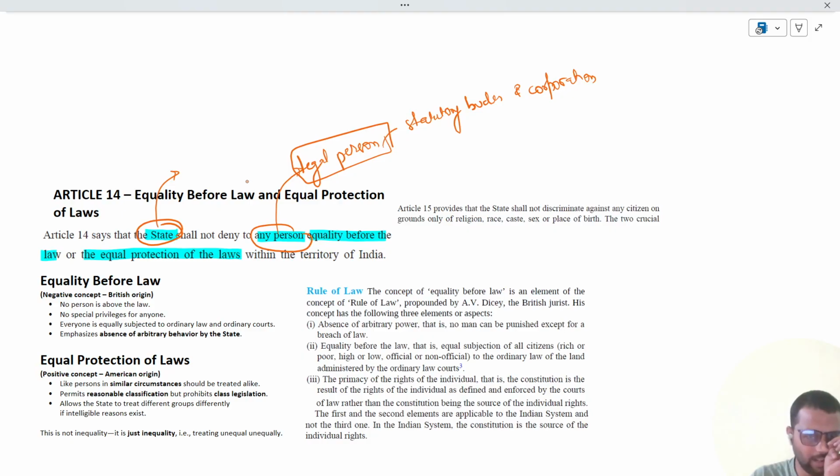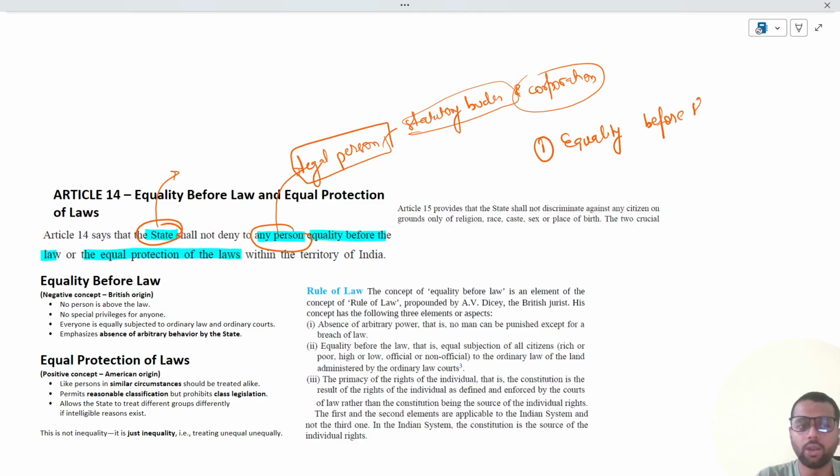So the state shall not deny not only the individual biological men or women or the citizen, but also the statutory bodies and the corporations, which are called the legal person. What shall it not deny? It shall not deny, number one, equality before the law.